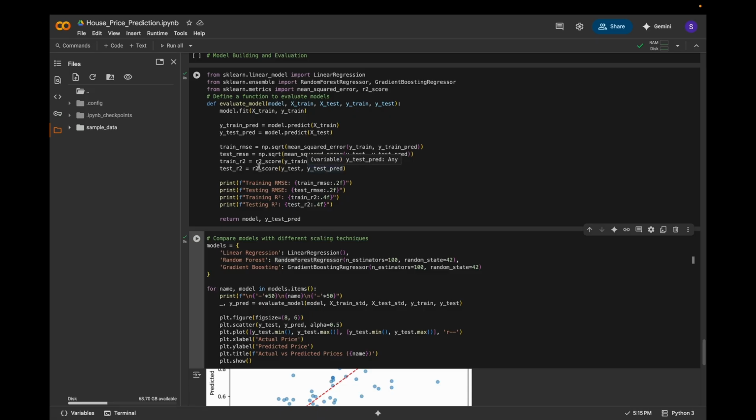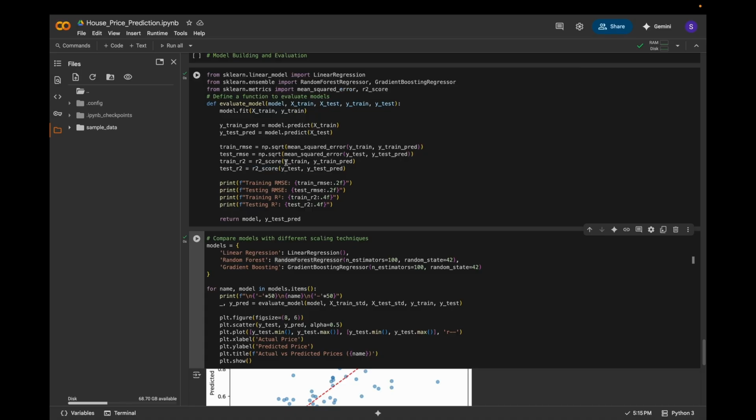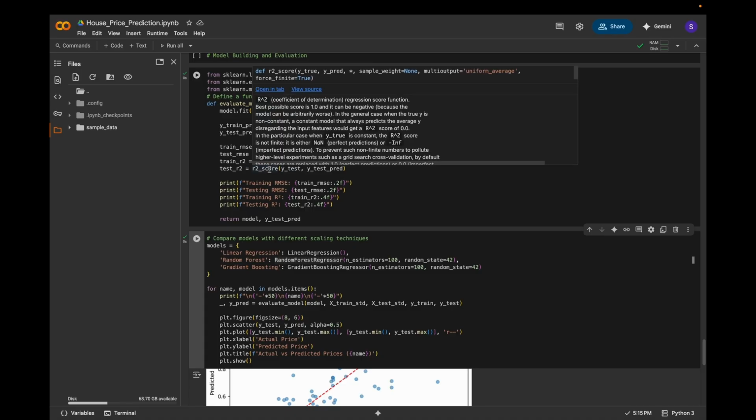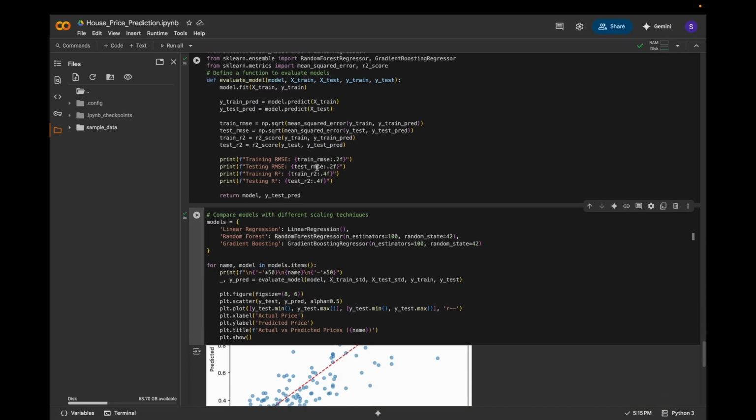Basically this calculates the R squared, the coefficient of determination, for both of the sets, as R squared represents the proportion of the price variance. Then we print the training RMSE, the testing RMSE, the training R squared, and the testing R squared. Then we do return model, y_test_predict. This returns both the trained model and its testing predictions.